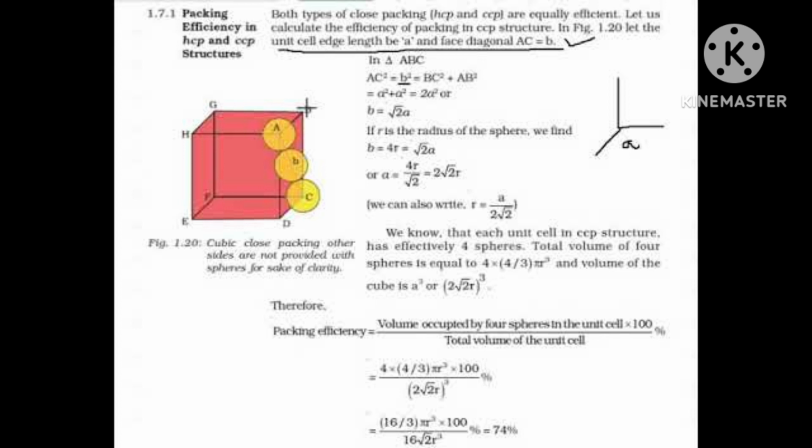The packing efficiency formula: what is the formula? Very easy formula. It is the volume occupied by 4 spheres in the unit cell divided by the total volume of the unit cell, into 100. Up side, you multiply by 100. This is the packing efficiency. This is a simple formula.